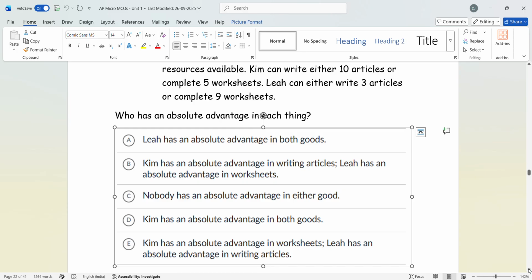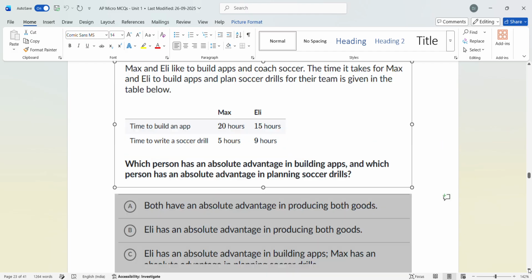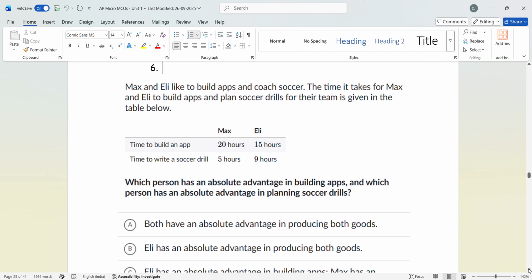Fifth, this is the same one, I believe. So I'll skip this, I'll come to this. Max and Ellie like to build apps and coach soccer. The time it takes for Max and Ellie to build apps and plan soccer drills for their team is given in the table below. So they have already given you the matrix. Which person has an absolute advantage in building apps and which person has an absolute advantage in planning soccer drills?